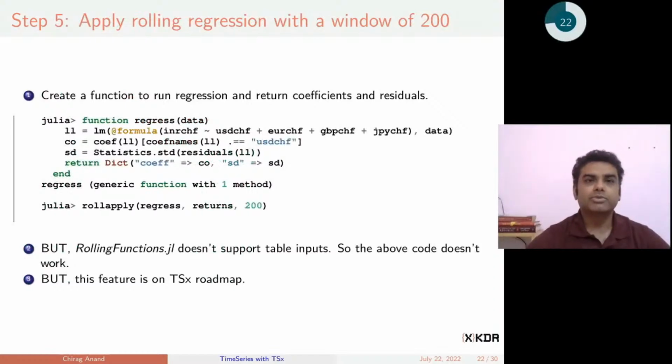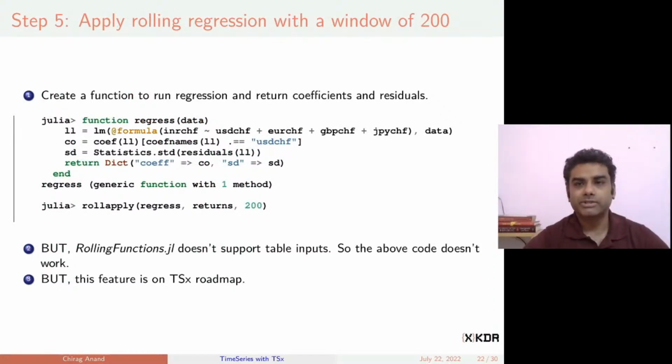The next step is to apply rolling regression with a window size of 200, wherein what we need to do is to create a function because we want to use all the currency pairs as the predictors here. So we want to write this function. The formula contains INR CHF as the response variable and all remaining 4.